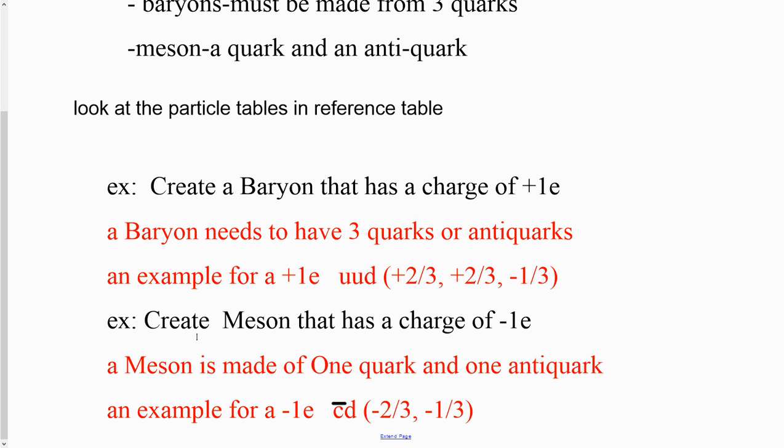So now if we create a meson that has a charge of -1, we know a meson is made up of a quark and an antiquark. So -1, I used an anti-charm. So find charm, so it says +2/3. Well, we know an anti is the opposite charge, so it'd be -2/3 plus a down, so a -1/3. Add them up and you get -1. Now you know how to make particles. Have a good day.